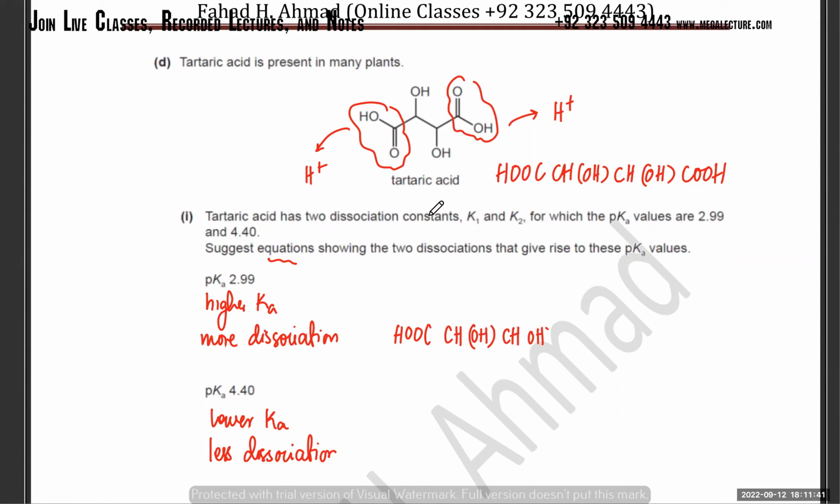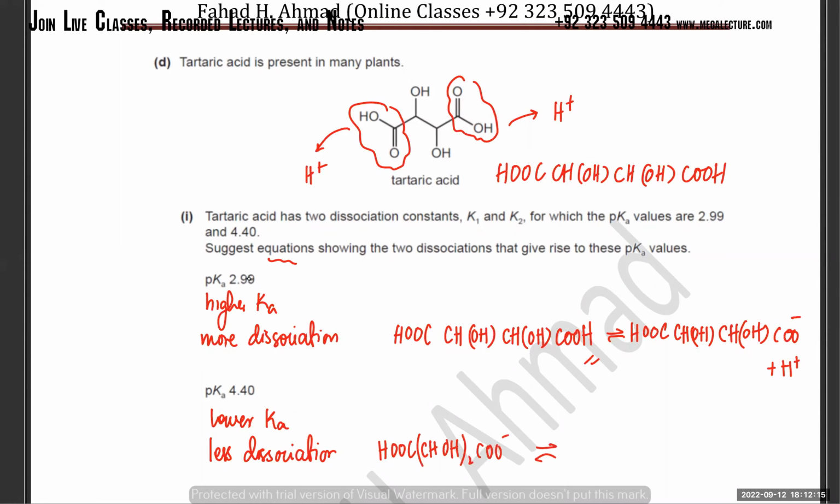The first dissociation is that the first H+1 is going to be lost from either end. So you have CHOH, then another CHOH, and then there is COO -1 and an H+1 is lost. The second dissociation is that once the first one has been lost, the second H+1 is also lost. So another H+1 gets produced.